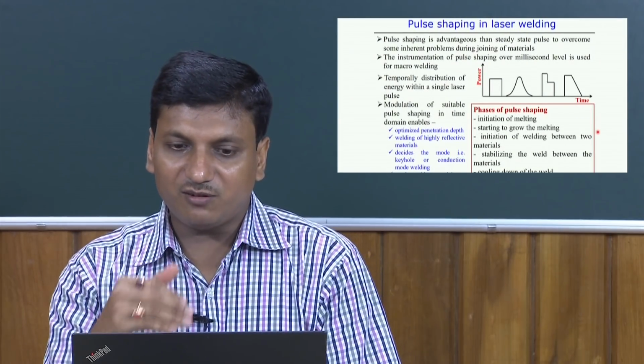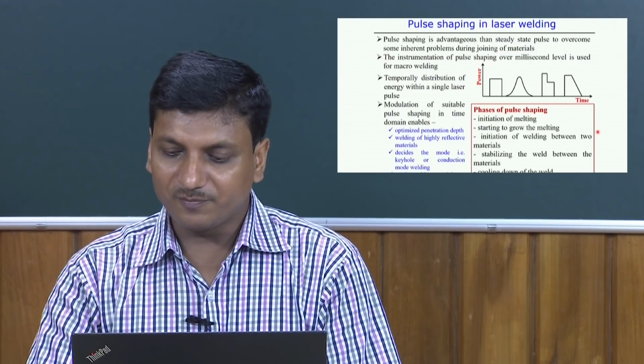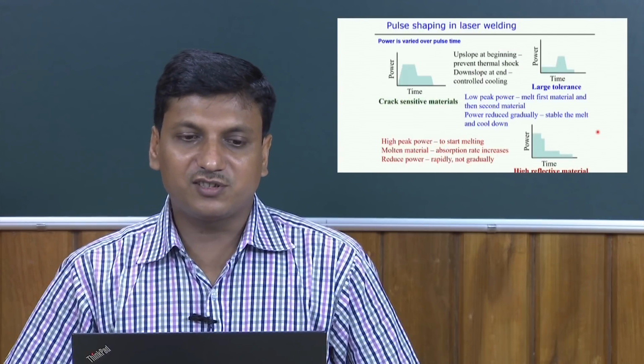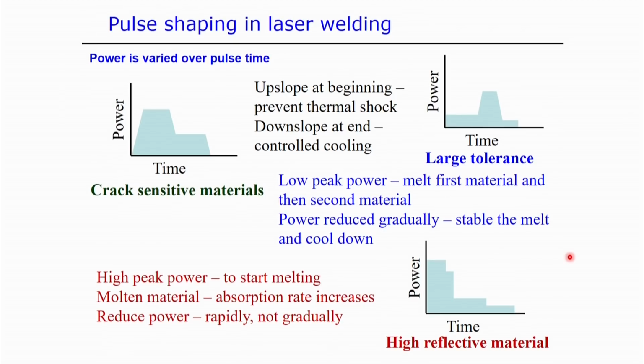Let us see what the different shapes of the pulse are and how they influence different welding processes. In pulse shaping in laser welding, if we see first, the power is varied over the pulse time. Now, in the first figure, for crack sensitive materials, we can design the shape of the pulse like this. How does it help? The initial upslope at the beginning actually prevents the thermal shock.